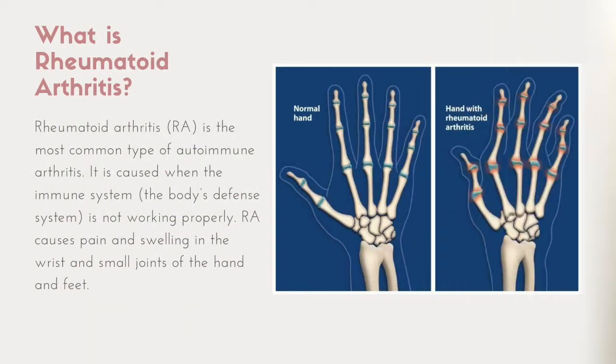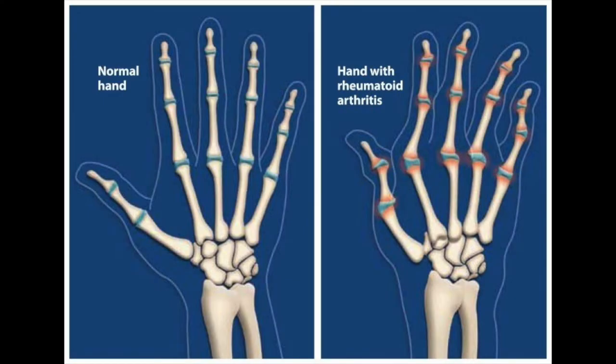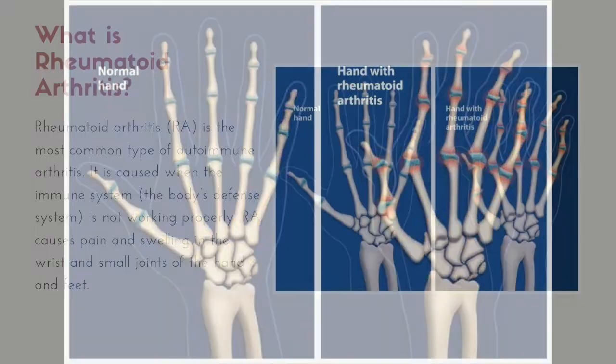So first, what is rheumatoid arthritis? Rheumatoid arthritis is the most common type of autoimmune arthritis. It is caused when the immune system, or the body's defense system, is not working properly. RA causes pain and swelling in the wrist and small joints of the hands and feet.